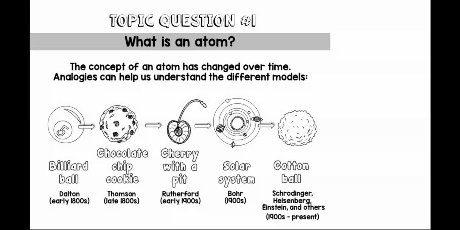Then Rutherford in the early 1900s said there's a middle part to it, right, and other things surrounding that. Niels Bohr later said middle part, things surrounding it, but they are not touching necessarily, right? So they kind of orbit around like the solar system, the planets orbit around the sun. And then Heisenberg and Einstein and Schrodinger, others more recently determined that it's more like a cotton ball. There's a lot of air space in between it all. But we can't really be sure exactly where the electrons are, so we can't really draw them separately.